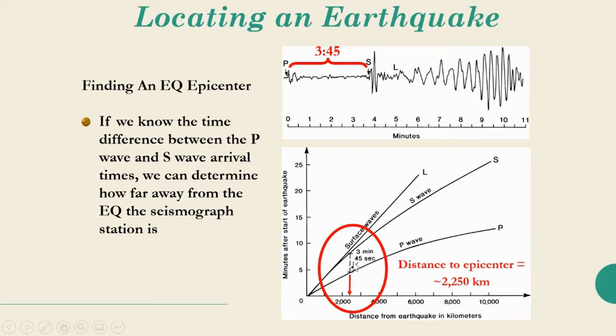And when you take a look at those two lines, the difference between them in our example, 3 minutes and 45 seconds, you can actually tell how far you are away from the epicenter of the earthquake. So a seismograph feels the earthquake waves coming in, the P wave, and then 3 minutes and 45 seconds later, the S wave. What you can determine is how far you are away from the epicenter.